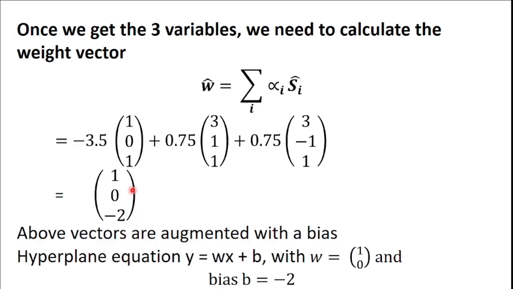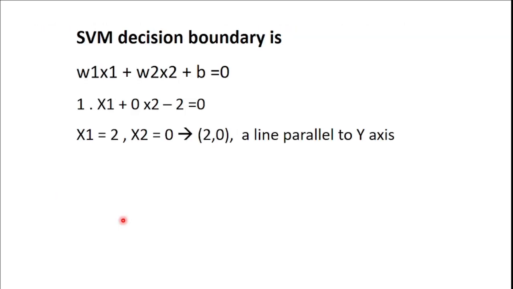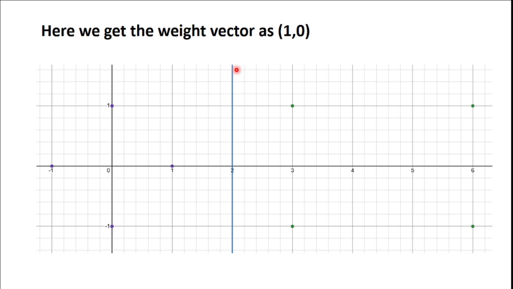If you look at this vector augmented with a bias, the bias value is -2. So in the hyperplane equation y equals w x plus b, w is (1, 0) and the bias b is -2. The SVM decision boundary is given as w1 x1 plus w2 x2 plus b equal to 0. In this case the weights w1 and w2 are 1 and 0. Substituting these and b equal to -2, if you simplify, you will get x1 equal to 2. So you get the point (2, 0), and you need to draw a line parallel to the y-axis.